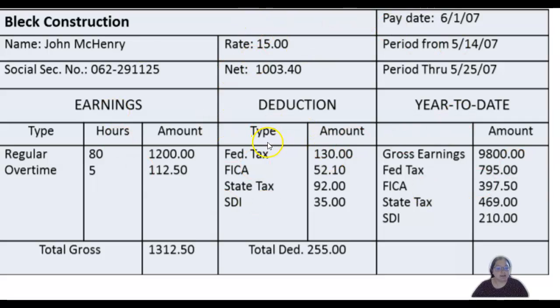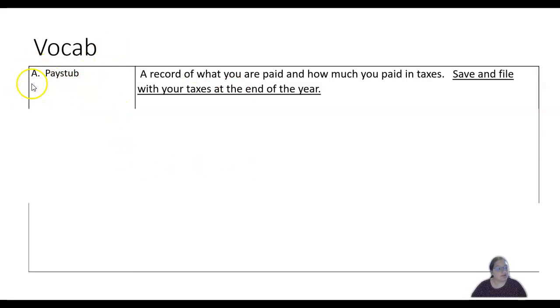So this is a pay stub. A pay stub is a record of what you have been paid, the time period you've been paid for, and what taxes and other deductions have been taken out of your pay. So for our vocab, for line A, is first a pay stub. It's a record of what you're paid, how much you paid in taxes, and you should save and file with your taxes at the end of the year, so that if you get audited, you have these to support your W-2 and your tax filing documents. You will not submit these to the IRS, you just save them in case you need them.